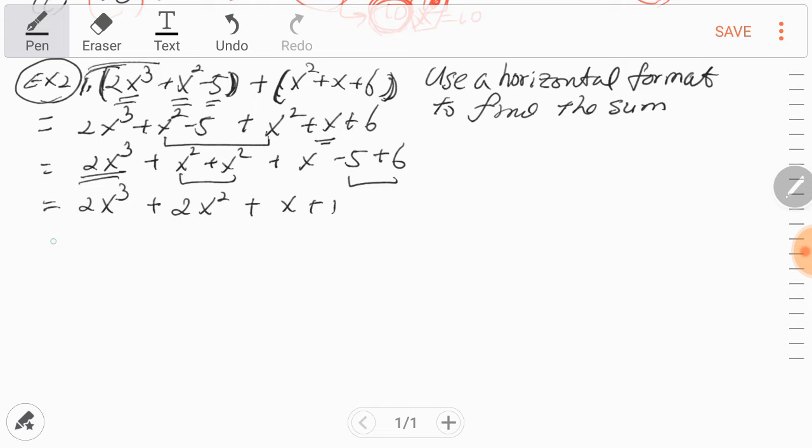So we have 2x cubed plus 2x squared plus x, and add these two constants, then plus 1. Okay, let's do our next example, letter B. Letter B is 3x squared plus 2x plus 4. Plus, there are three polynomials.